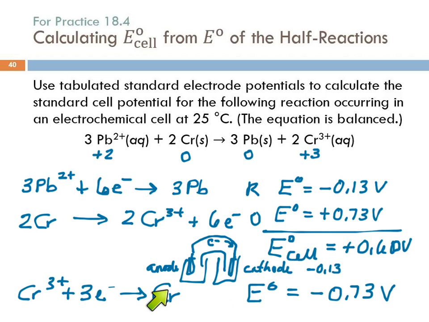The standard potential for this electrode is minus 0.73 volts, because they're always written as reductions. So this one has a potential that's more negative than that one. Okay? So this one's more negative than that one. I find thinking through that to be somewhat painful.